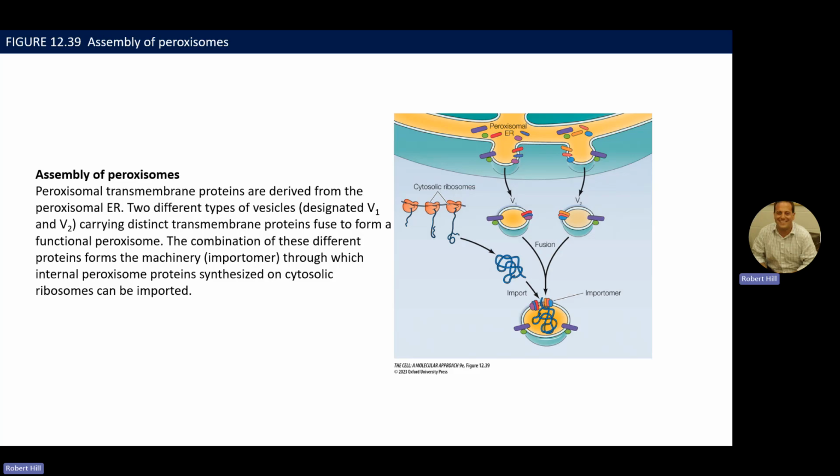Right, so there you've got your peroxisomal endoplasmic reticulum budding off. And one of them has the V1 protein set, the other one has the V2 protein set. They fuse together and it helps assemble this importomer channel. The importomer channel is what can receive cytosolic free ribosomal proteins that were translated there. So no signal sequence is involved in this sort of import.